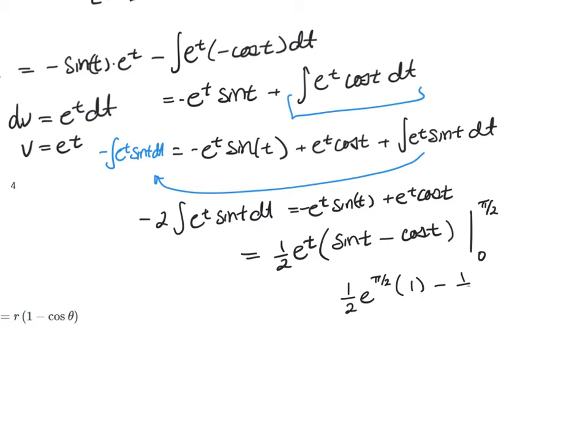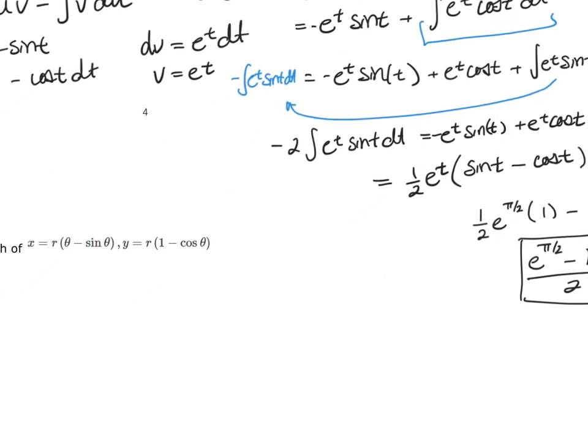I say 2, and I write e. So 1/2 e to the 0, and the sine of 0 is 0, the cosine of 0 is 1, and so my final answer is something of the form e raised to the pi over 2 minus 1 all over 2, whatever that happens to be in my calculator, but there's the exact.